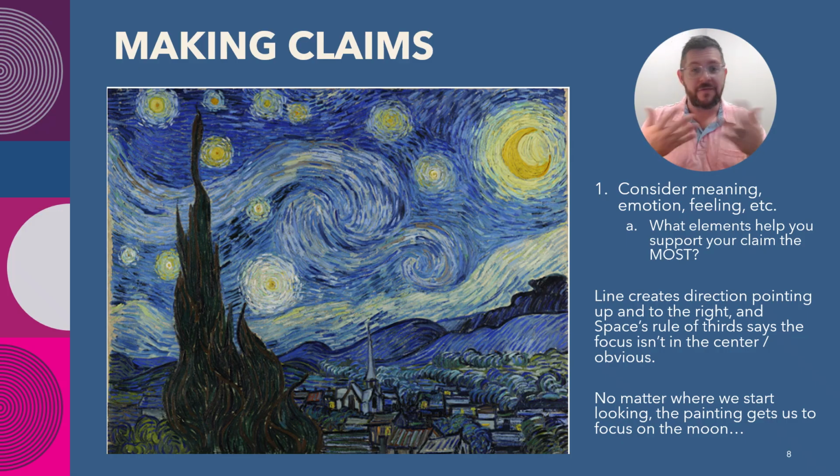So for me, as far as Starry Night is concerned, I felt that line is helping create direction, which is pointing us up and to the right. And then space is rule of thirds, says that the focus isn't in the center, which means that we have to move somewhere else. So no matter where we're looking in this painting, it gets us to focus on some kind of motion, that we are constantly moving. We feel the wind move us to one side, the tree and the church are lifting us up, there's a separation of the sky and heavens, there's some kind of journey here, and ultimately it's all pointing us to the moon. So there's some kind of meaning there, and that's the claim I get to make.